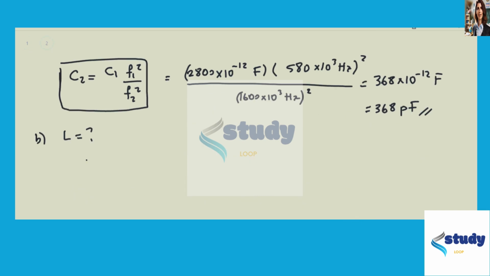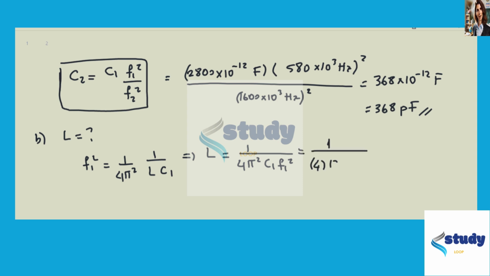So F1 squared equals 1 over 4 pi squared times 1 over L C1, right? So if we isolate L out of this equation, then L is going to be equal to 1 over 4 pi squared C1 F1 squared, all in the denominator. Then we plug in the values. So this one's pretty straightforward.